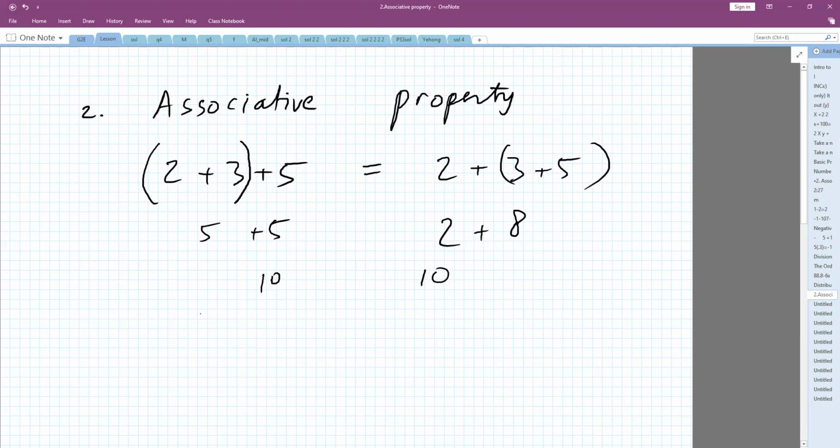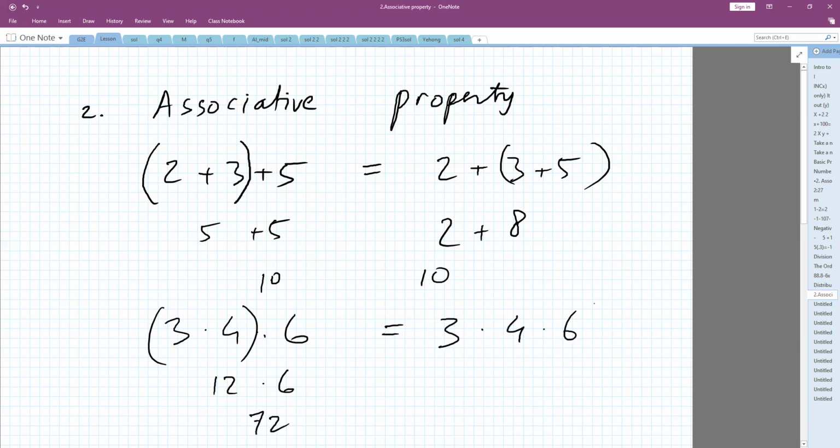Also, if you have a multiplication, for example, 3 times 4 times 6, you can do the first two, in this case 3 times 4 is 12, and then you multiply 12 by 6. 12 times 6 is 72. This is actually the same as if you multiplied 4 times 6 first, which is equal to 24, and then you multiply by 3, and that gives you the same thing, 72.